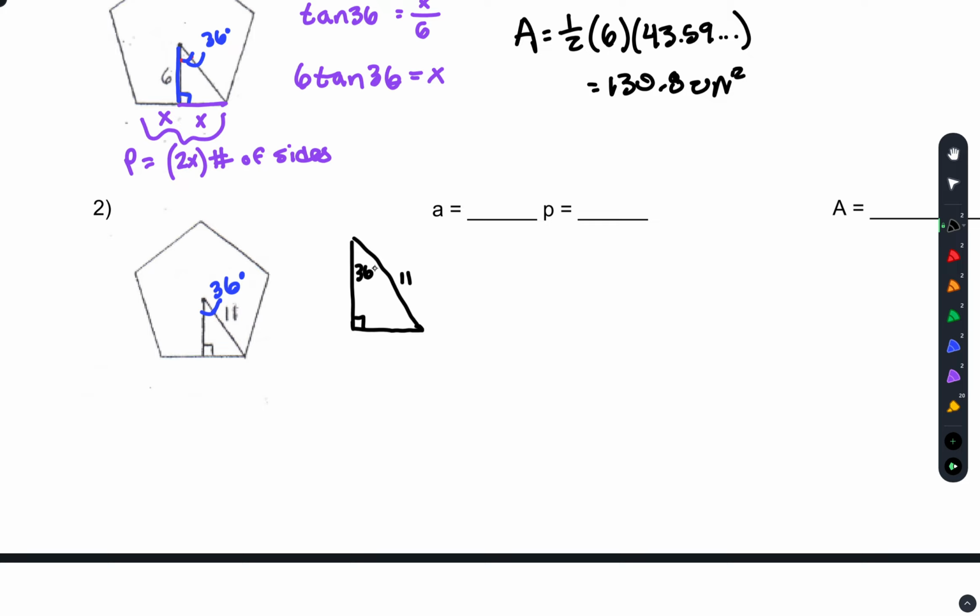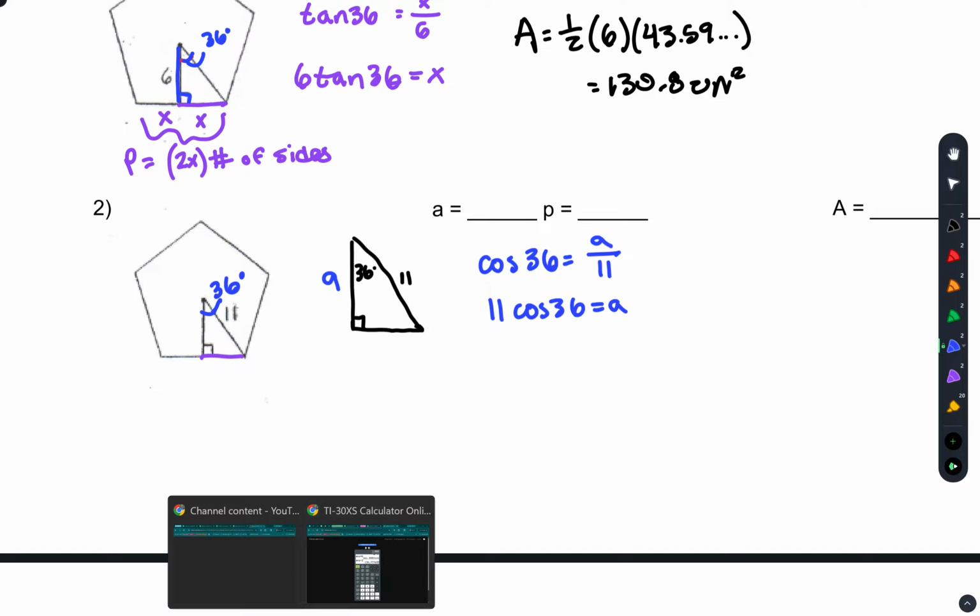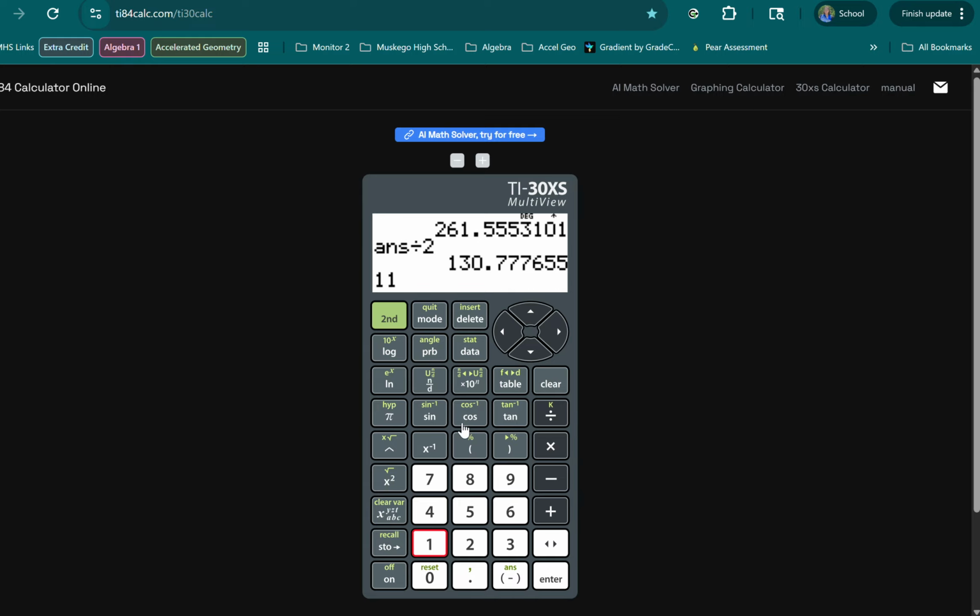I need my apothem, and I need this little sliver of my base. Let's start with the apothem. The apothem, remember, is the adjacent side. So if I have the hypotenuse and I'm trying to find the adjacent, I'm going to use cosine. Adjacent over hypotenuse. So 11 cosine 36 equals my apothem. Let's plug it into my calculator. 11 cosine 36. That apothem is about 8.9.